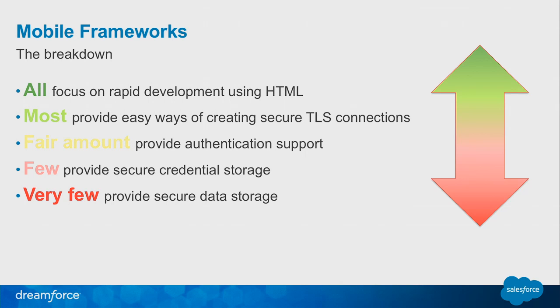And we checked the frameworks out. We saw that all of them obviously focus on rapid development, right? Because if not, what would be the reason to use one of those? Now most of them provide easy ways to have TLS connections. We want to have secure protocols, so most of them provide easy ways to do so. Now just a fair amount of them provide authentication support. And authentication support is key. We don't want to develop our own business logic for that because that's probably never a good idea. There is a high chance we will miss something, and we don't want to reinvent the wheel. Just a fair amount of them actually provide that.